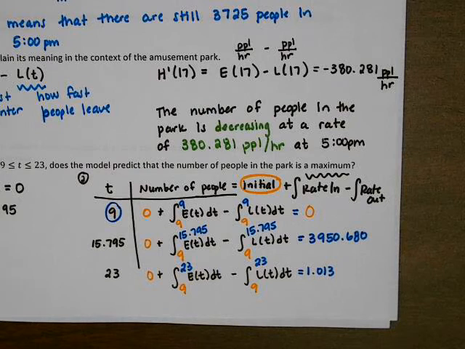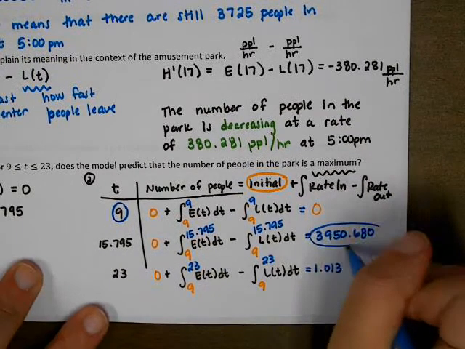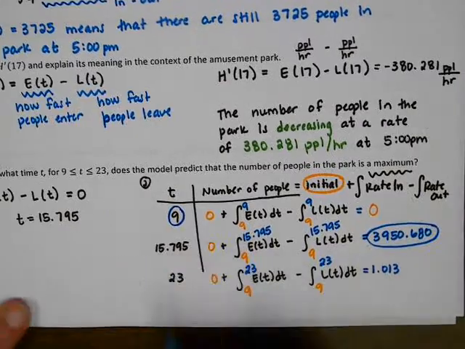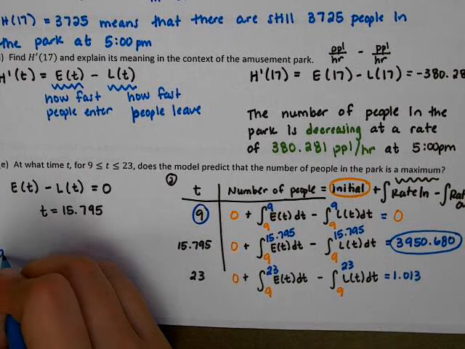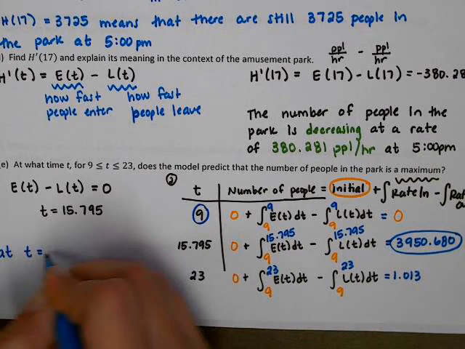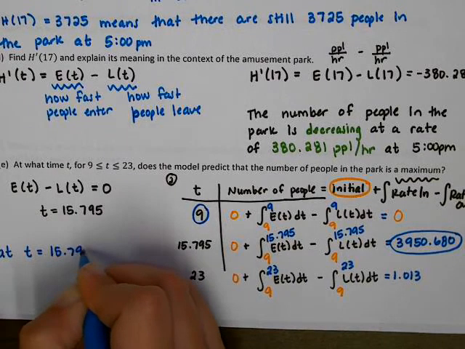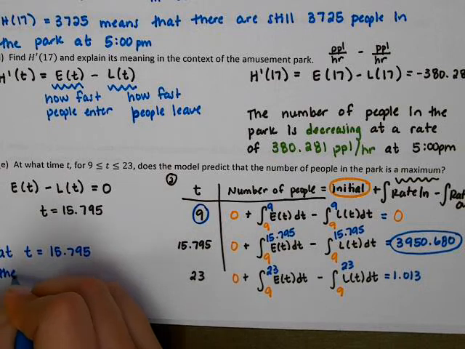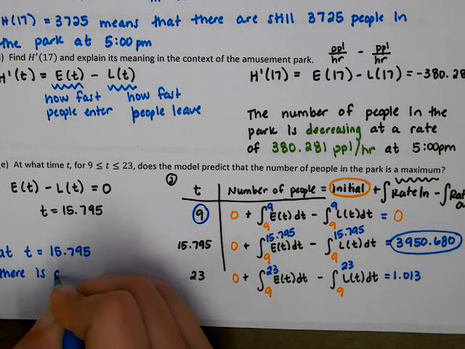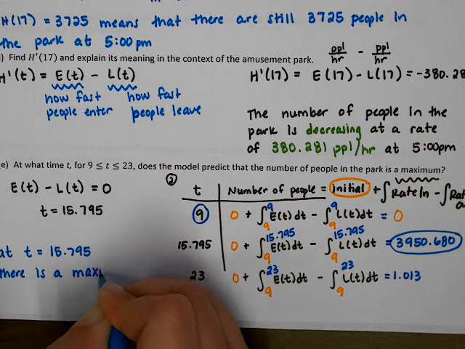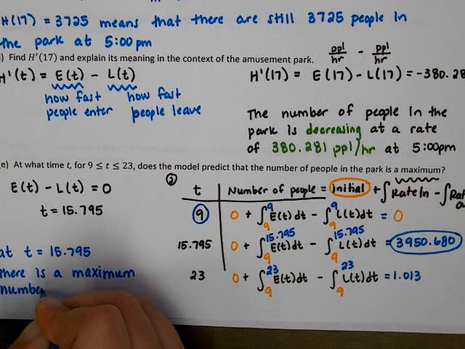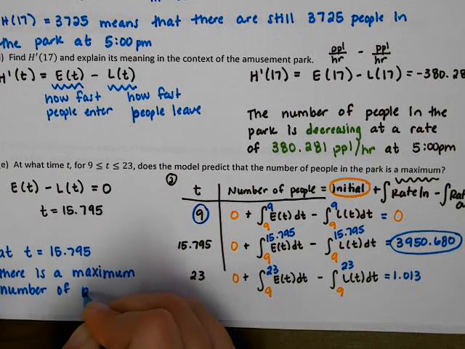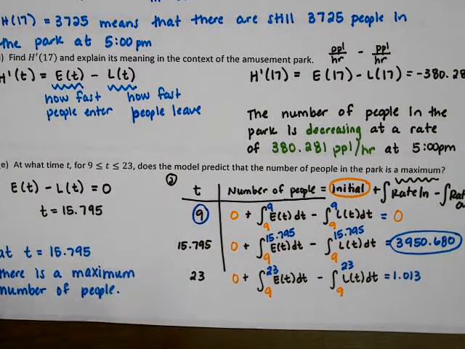So when are we going to have the maximum number of people in the park? Well, this is the biggest number on my list. So at hour 15, which would be a maximum number of people.